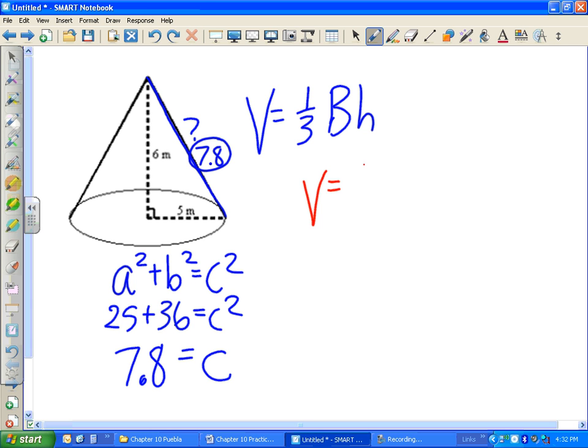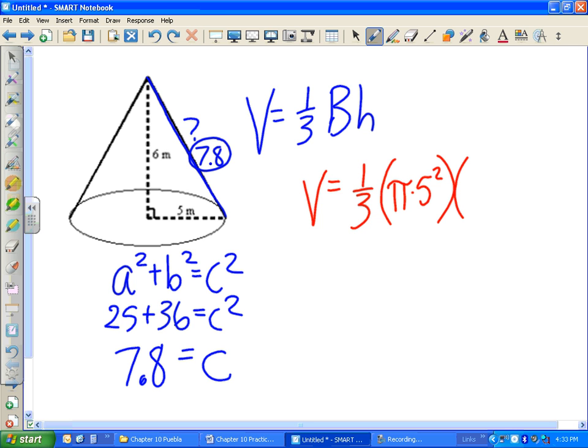V equals 1/3 times, oh, what's the base? That's a circle, so you're going to use area of a circle. It's pi r squared, so I'm going to use pi. R is going to be a 5. 5 squared, pi r squared. And then the height. Oh, wait, why did I even find 7.8? Oh, my goodness, Mr. Pueblo's had a long day. Wow, I didn't even need the height. I didn't even need the 7.8.